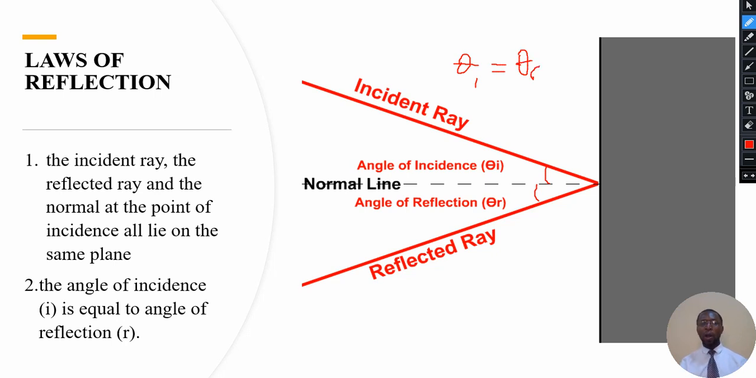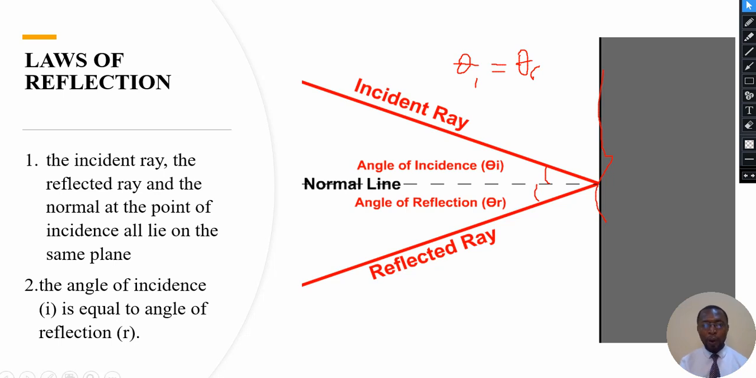So those are the two major laws of reflection. The first one is that the incident ray, the normal, and the reflected ray lie on the same plane. You can see the plane here. The second one is that the angle of incidence is equal to the angle of reflection.